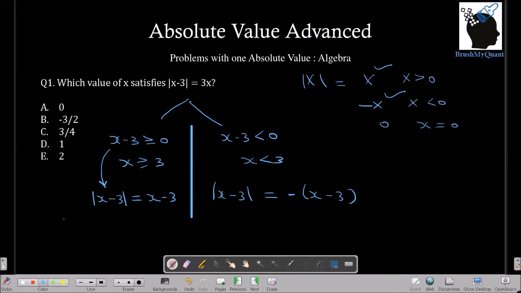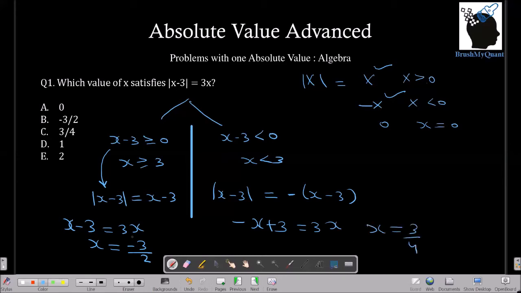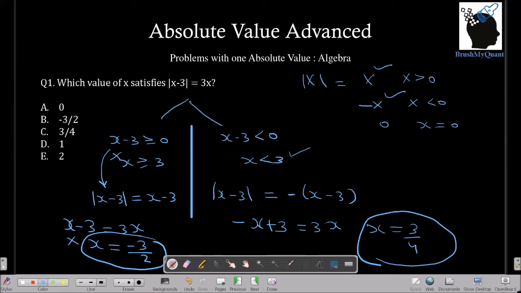Now this becomes a simple equation. So x minus 3 is equal to 3x, or nothing but x is equal to minus 3 by 2. And in this case, this becomes minus x plus 3 is equal to 3x, or x is equal to 3 by 4. Now if you look at the value, we got the value of x as minus 3 by 2, but our condition was x is greater than or equal to 3. So definitely that is not true. So this is not a solution. And on the right hand side, we got x is equal to 3 by 4, and our condition was x is less than 3, which is correct. So the answer is x is equal to 3 by 4.